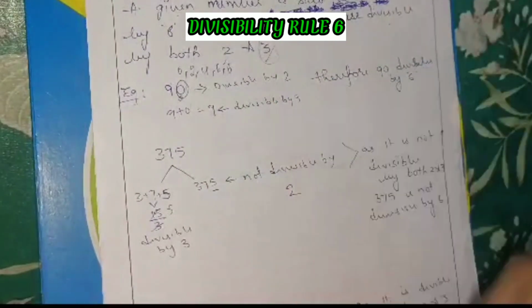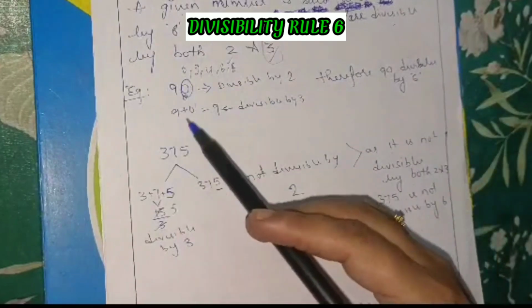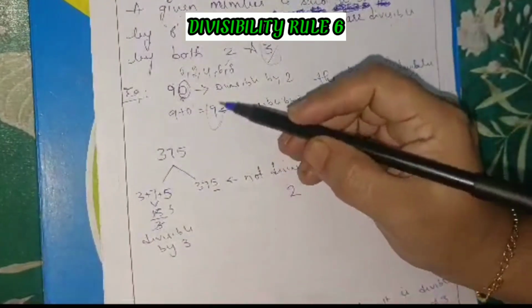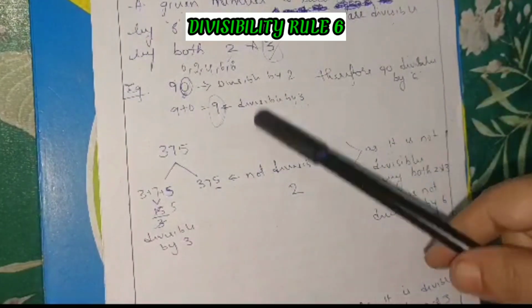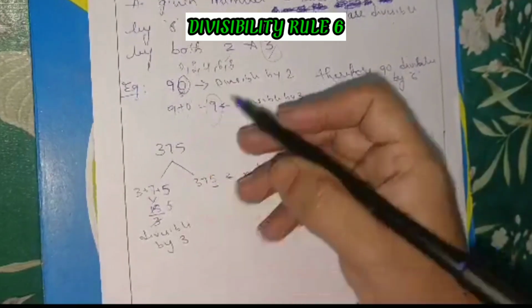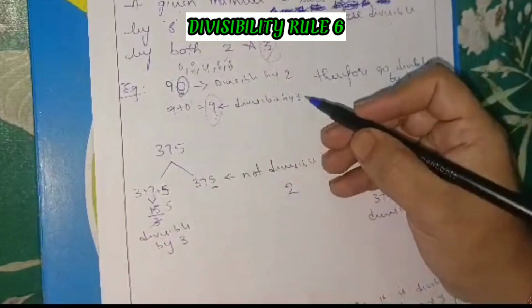What is the divisibility rule for 3? When you add all the digits in the number, the sum should be divisible by 3, isn't it? That rule should also be applicable here. So now I am doing 9 plus 0. I am getting a sum of 9. So this 9 is divisible by 3.